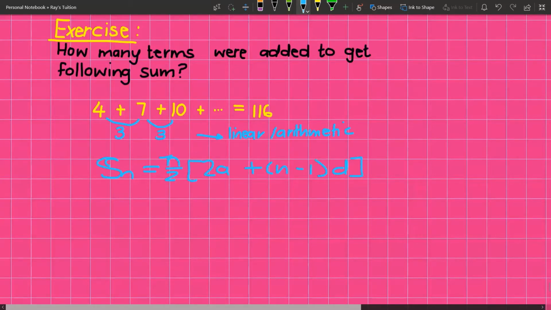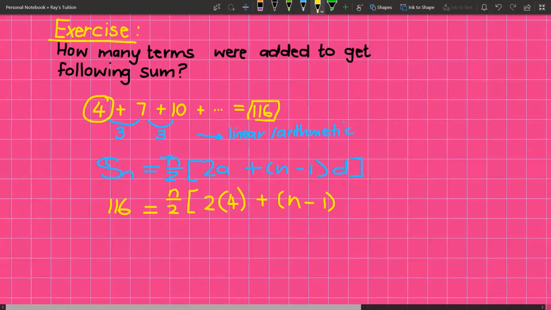Now we're going to substitute. In the place of Sn, we're going to put the sum, so 116. We are solving for n, so that's our unknown. And then in the place of a, we're going to put the first term, which is 4. And again, we're solving for n, so that stays our unknown, and our common difference is 3. Let's simplify this expression. So 116 is equal to n over 2 times 8 plus 3n minus 3. We can simplify further.